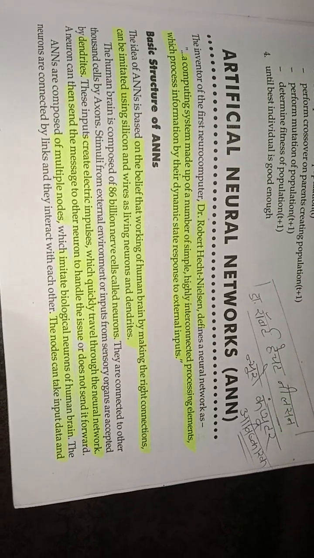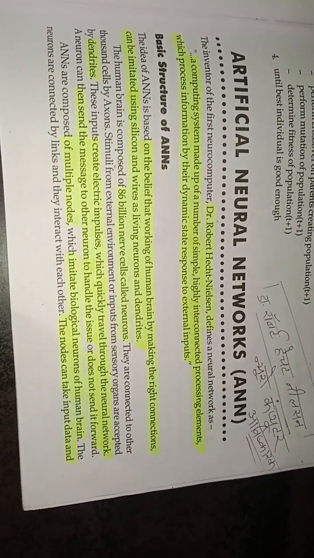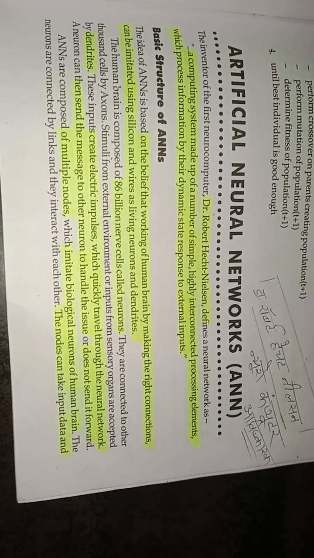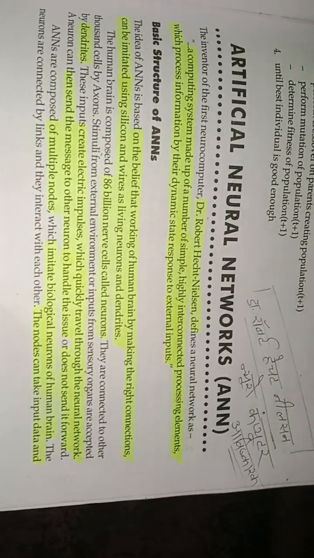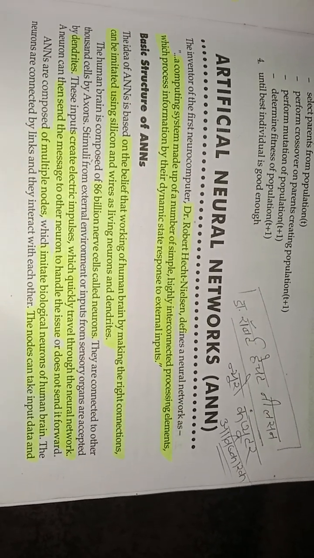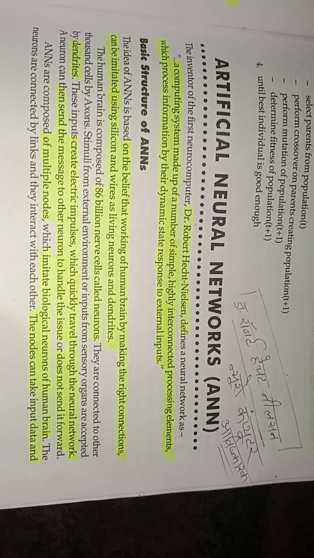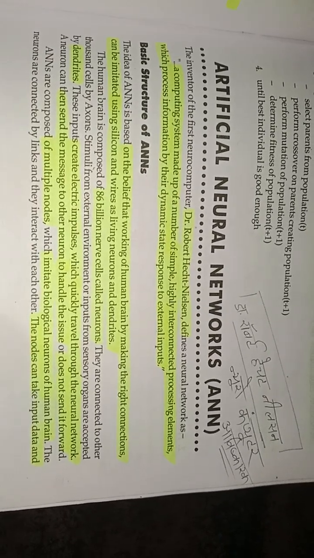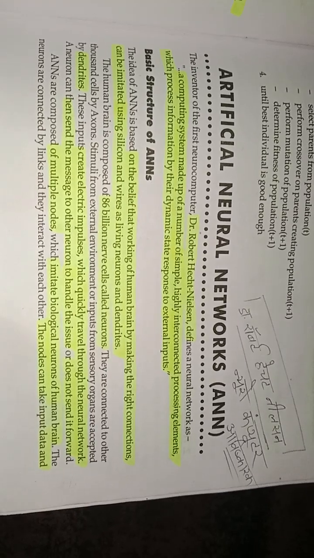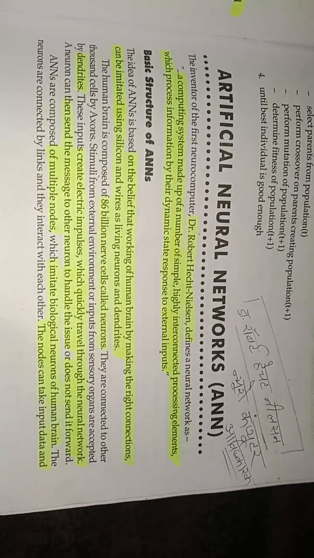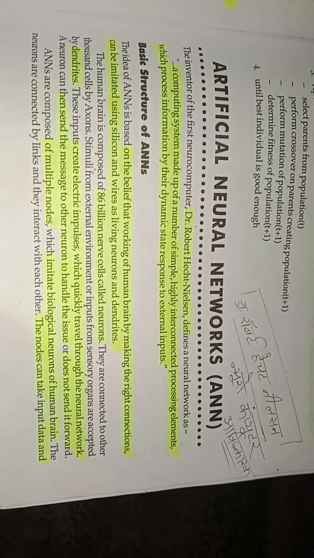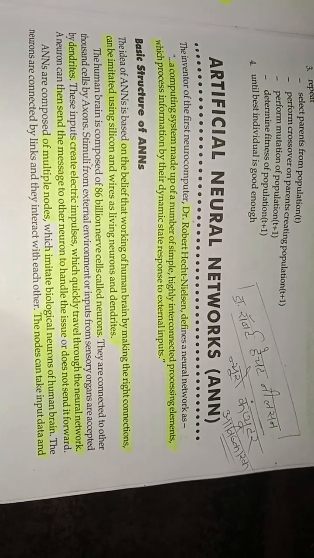Basic structure of ANN. The idea of ANN is based on the belief that the working of the human brain, by making the right connections, can be imitated using silicon and wires, as a living neuron has dendrites.